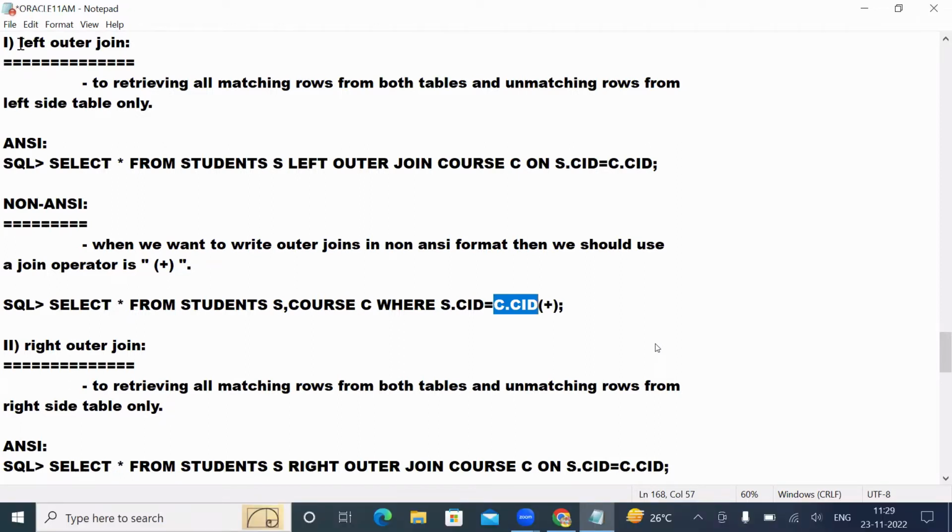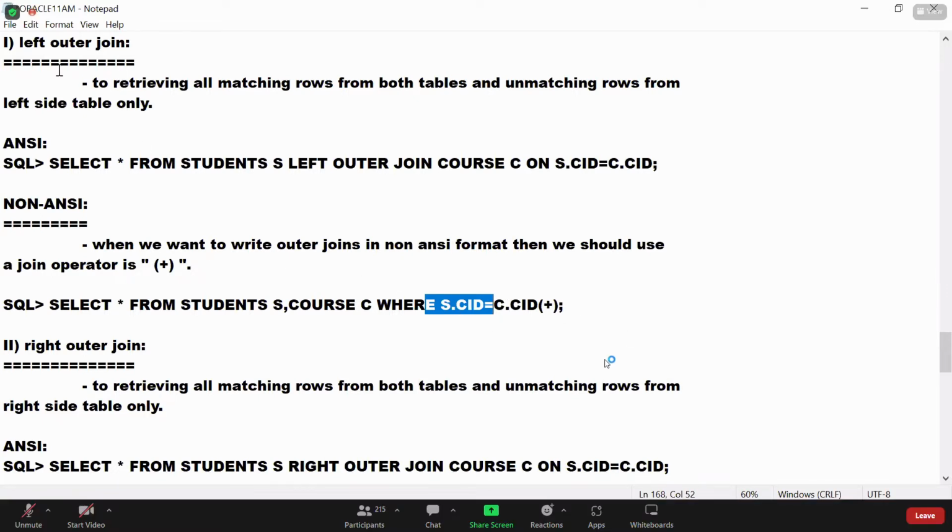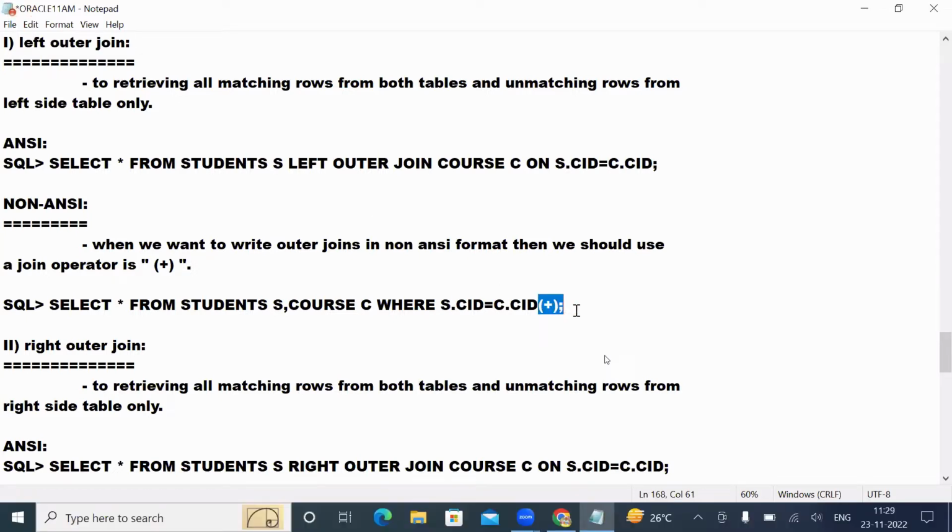Suppose you apply a right outer join, then your join operator goes on the left side. So your join is quite opposite. You can follow it, okay? So what I want to implement here is a left outer join, so I'm using the operator on the right side of the table.